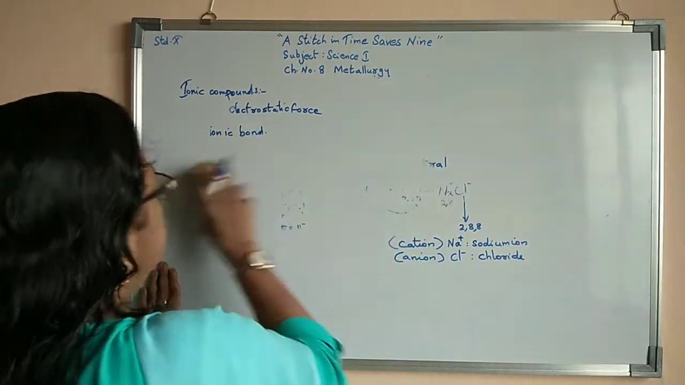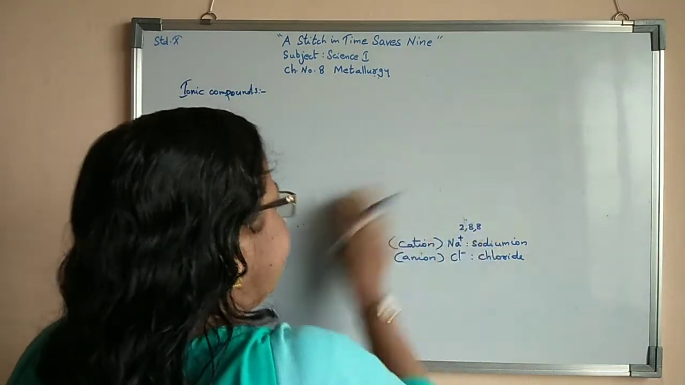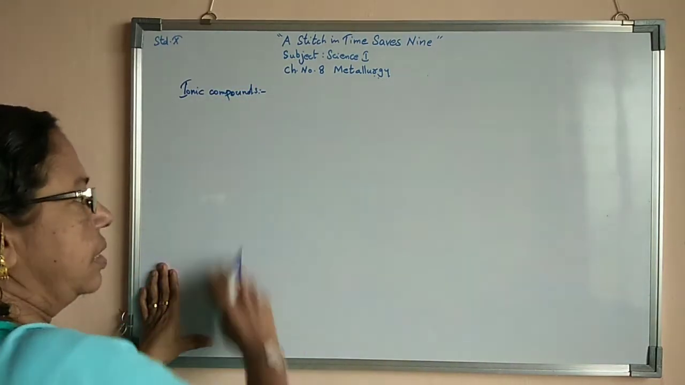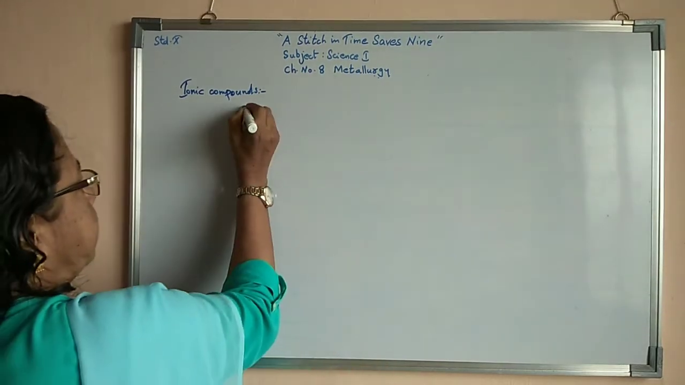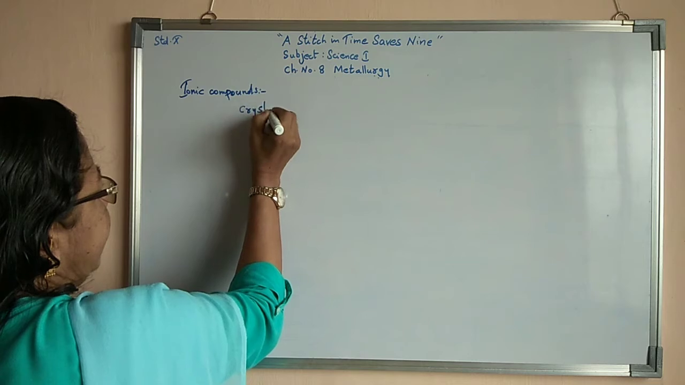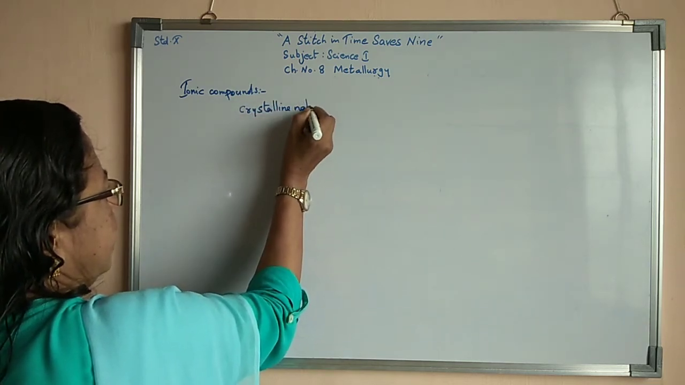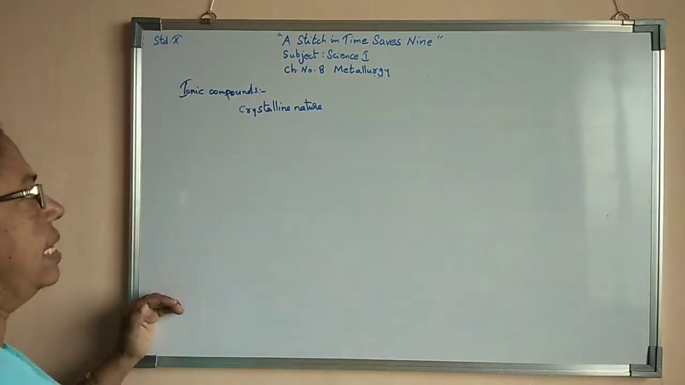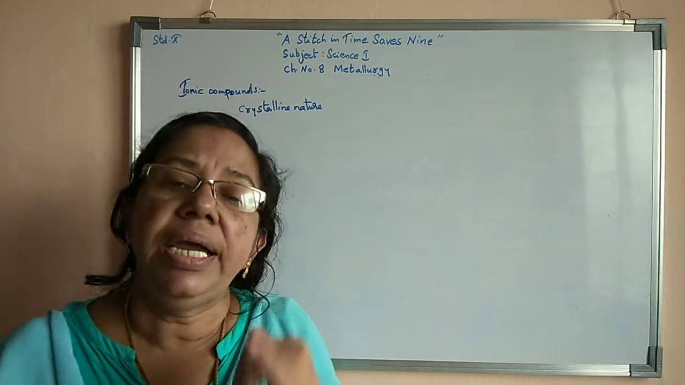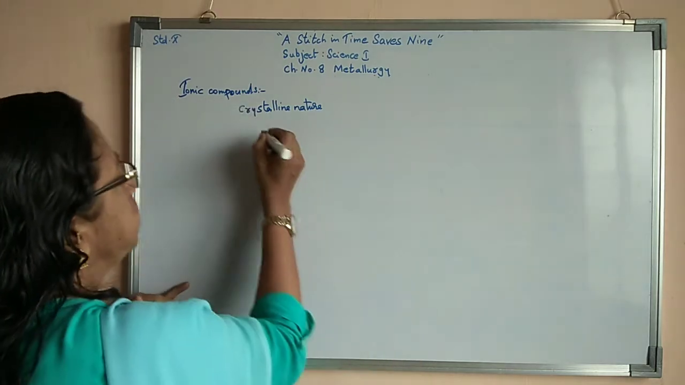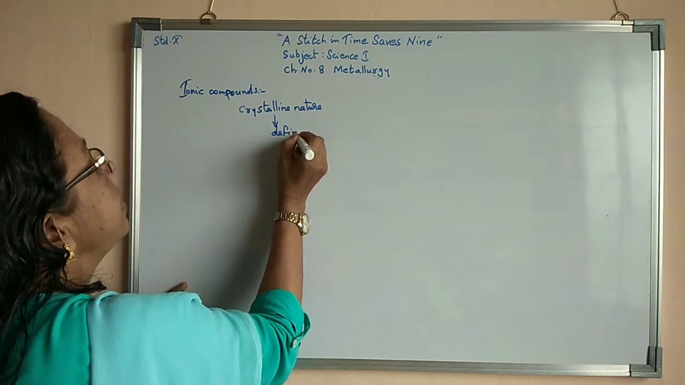Now, one more speciality they have: they have crystalline nature. Ionic compounds have crystalline nature. What is meant by crystalline nature? Crystalline nature means ionic compounds have a definite shape.